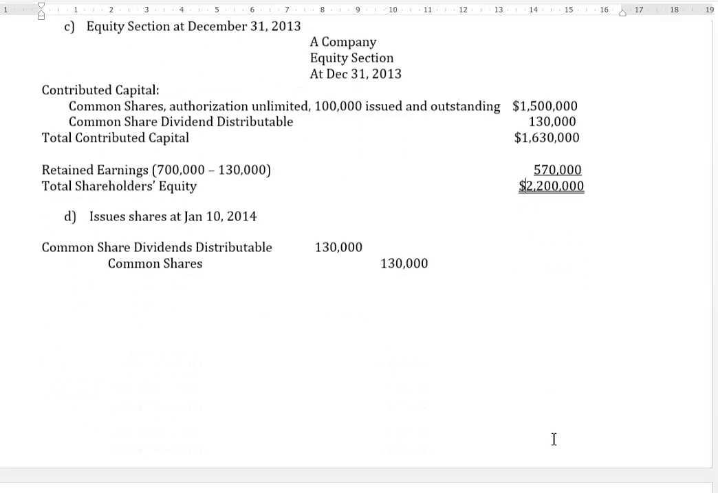Now we'll see a similar thing here. When we issue the shares on January the 10th, all we're doing is reducing the common share dividend distributable account, which is an equity account. So we're reducing shareholders' equity through that debit, and we're crediting shareholders' equity when we credit common shares by $130,000. So your shareholders' equity goes up $130,000 and it goes down $130,000. So therefore, there's no change in shareholders' equity.